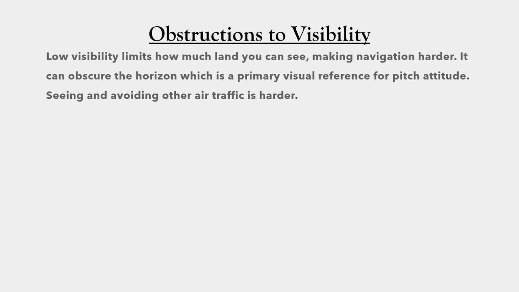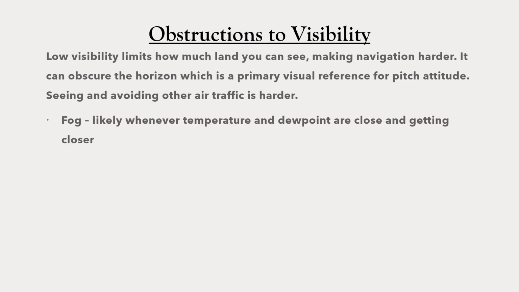when visibility is low, it tends to obscure the horizon in a lot of situations. And when you can't see the horizon very clearly, that makes pitch control harder because we tend to rely on being able to see that horizon in order to have good control of our pitch attitude. And then, of course, seeing and avoiding other traffic.